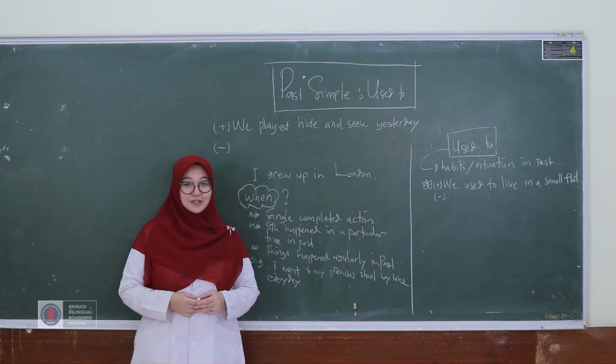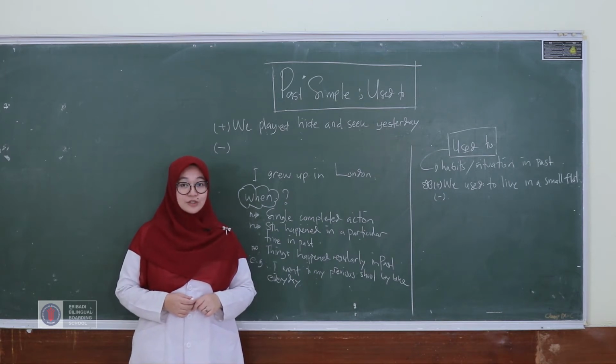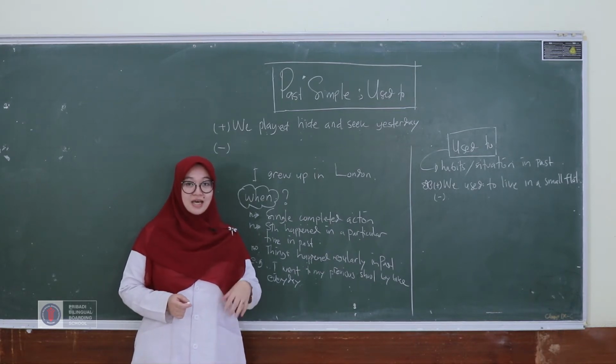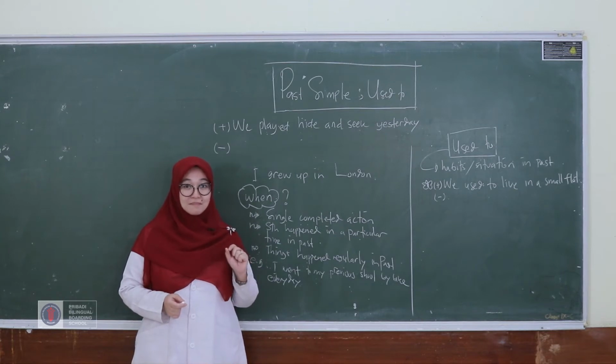Okay, today we're going to discuss the grammar part that is in your book, Unit 4. This time, we're going to discuss the word "used to." But before we discuss "used to," it's better if we review a little bit about the past simple.